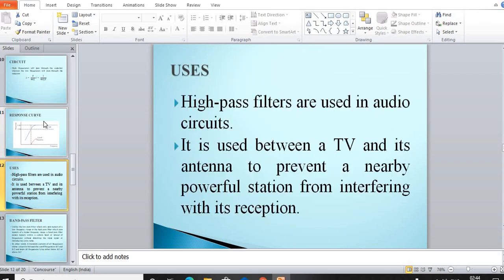Uses. High pass filters are used in audio circuits. It is also used between a TV and its antenna to prevent a nearby powerful station from interfering with its reception.